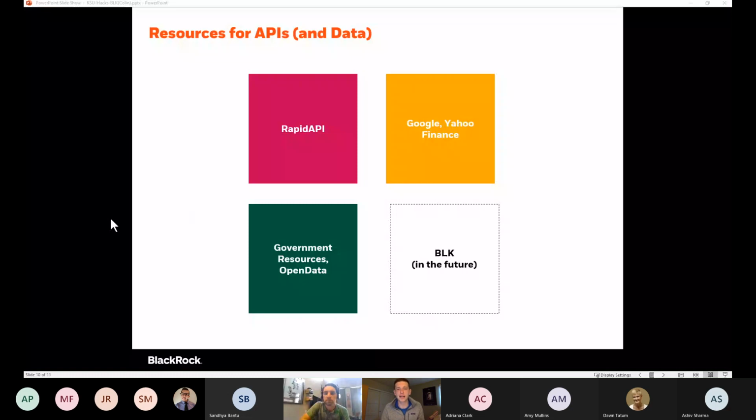I also know that Rapid API has that export feature where when you've tested an API within their interface, you can export it to code of your choosing, so Python, JavaScript, Java, anything. So definitely some great resources to use, and definitely applicable to what we're hoping to see out of the BlackRock hackathon projects.